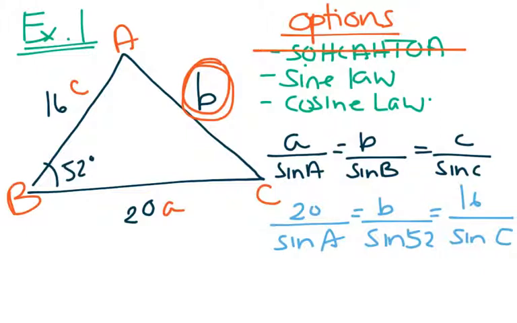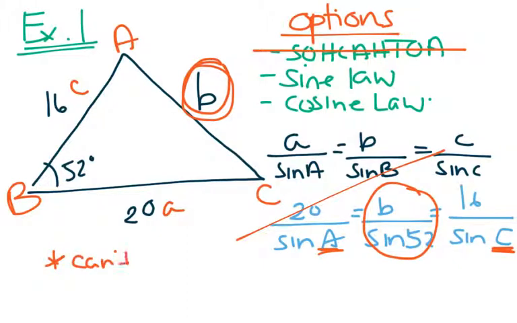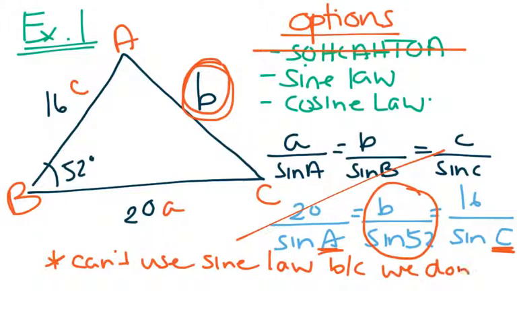If you remember from the last lesson, we're going to pick two fractions from here. One of the fractions has to be complete, and one of the fractions has to have the thing we're looking for. Here's the thing we're looking for, b. But do we have a fraction that's complete? In this first fraction, we don't have A, so that one's not complete. And in this third fraction, we don't have C, so that's not complete either. If we don't have a complete fraction, we cannot use sine law. So I'm going to write a little note: can't use sine law because we don't have a complete fraction.